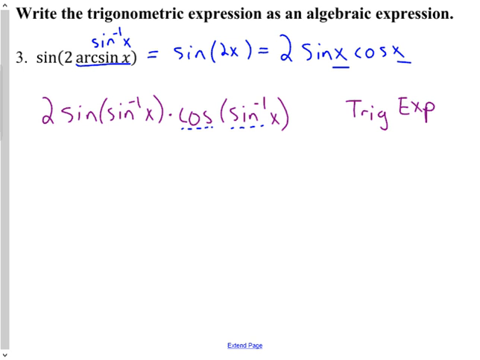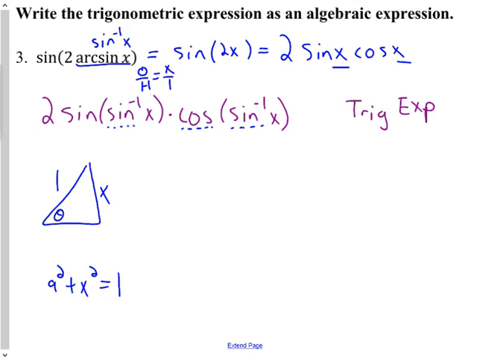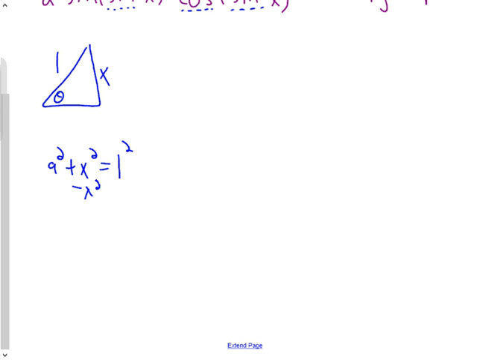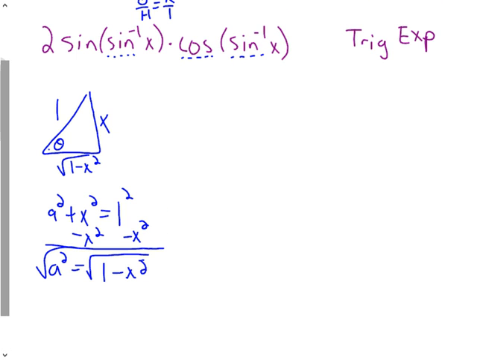to make triangles. Sine inverse means drawing a triangle where some angle has an opposite over hypotenuse equal to x. So my opposite is x, my hypotenuse is 1. Solving for my missing side, a squared plus x squared is 1 squared. Subtract x squared and take the square root, and we get that the missing side is the square root of 1 minus x squared. And now we can find cosine of this angle and sine of this angle.